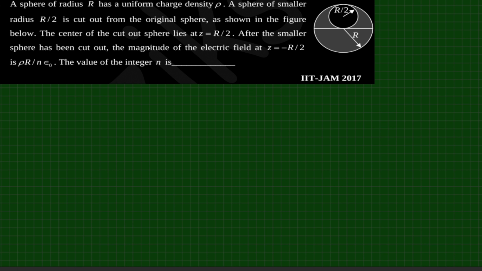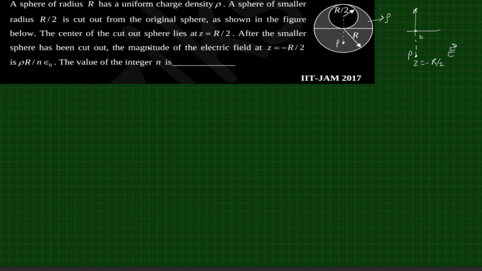In this question, a sphere is given. Its volume charge density is rho, and a small sphere is cut out from this. And here, let's say this is the z direction, and this is 0. At z equal minus R by 2, this point P, we have to calculate the electric field.